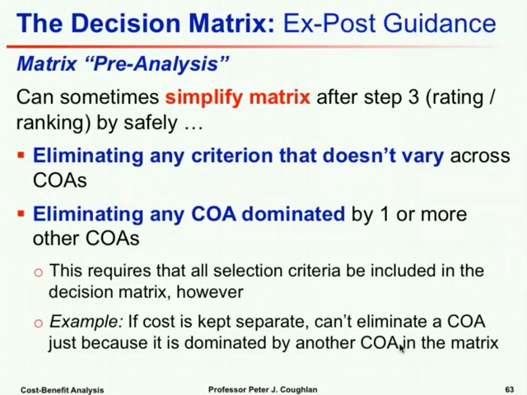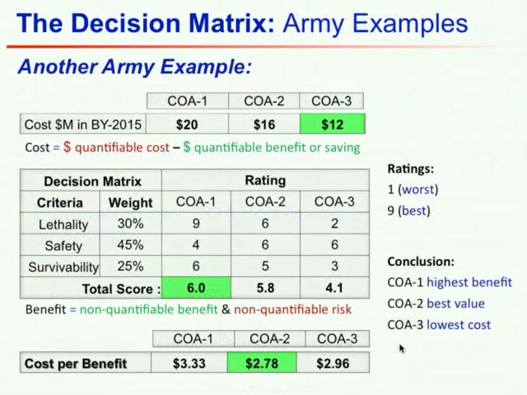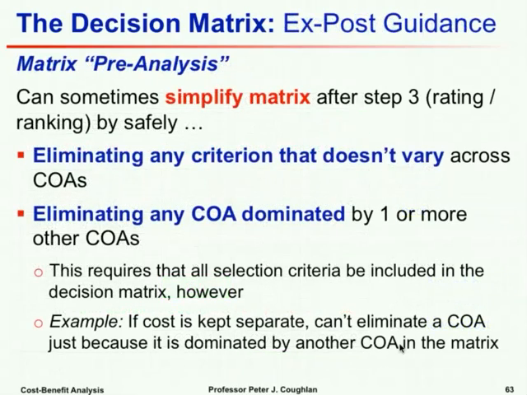Now, the last sort of slides I have here are really sort of about what I call ex post guidance. Okay, so having gone through those examples, what sort of general lessons can we learn about doing this? The first thing is that you can sometimes simplify the matrix after step 3, which is the rating or ranking of each. You rate or rank each course of action on each criterion. You can simplify the matrix by safely first either eliminating any criterion that doesn't vary across courses of action, or eliminating any course of action dominated by one or more other courses of action.